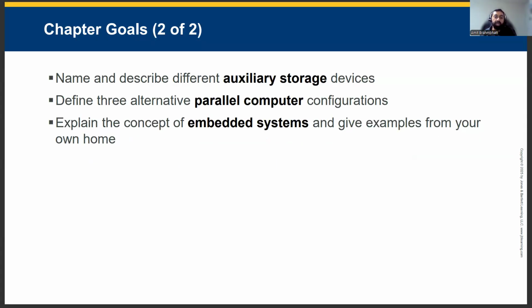Next, you'll be able to name common auxiliary or secondary storage devices, describe three kinds of parallel computer configuration, and spot embedded systems in your everyday life. Think of phones, thermostats, cars, watches. Even computers are hiding in plain sight, and you'll be able to identify what they are doing and why.